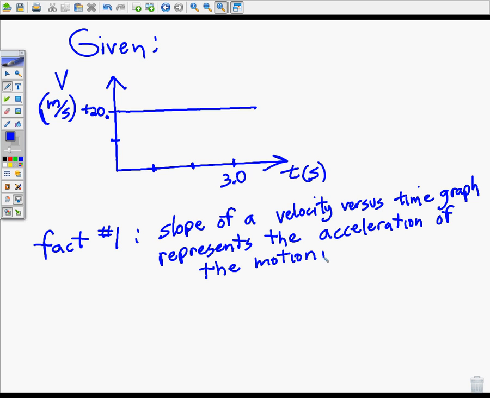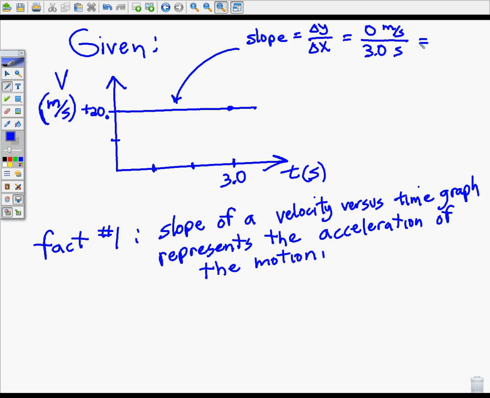So for this example, if I looked at the first 3 seconds and I calculated the slope of that line, we know that slope is equal to delta y over delta x. Well, the y value doesn't change. It's constantly positive 20. So if I wrote y2 minus y1, it would be positive 20 minus positive 20. The change in y is 0 meters per second. Velocity didn't change, and the change in x would be the 3 seconds.